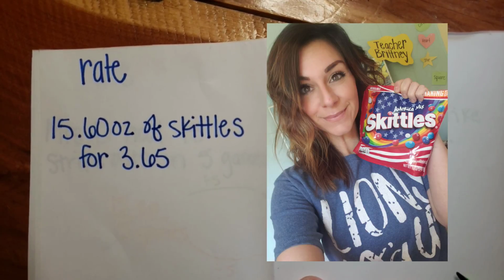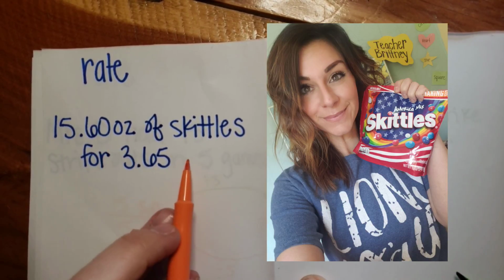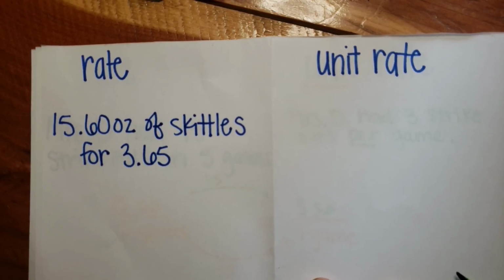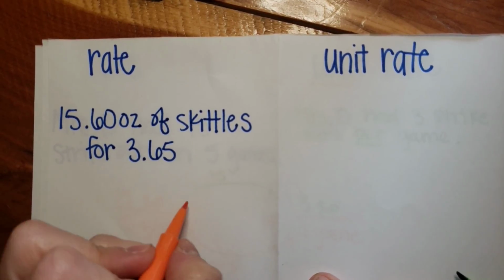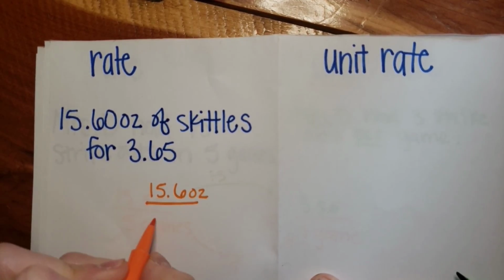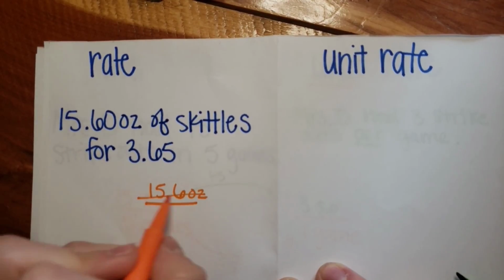My next example, notice this one has a decimal in it. We're stepping up the game a little bit. 15 6/10 ounces of Skittles for $3.65. Even though it has a decimal, we are still going to follow the exact same procedure. Write it as a fraction. And I'm actually going to do it the other way around.